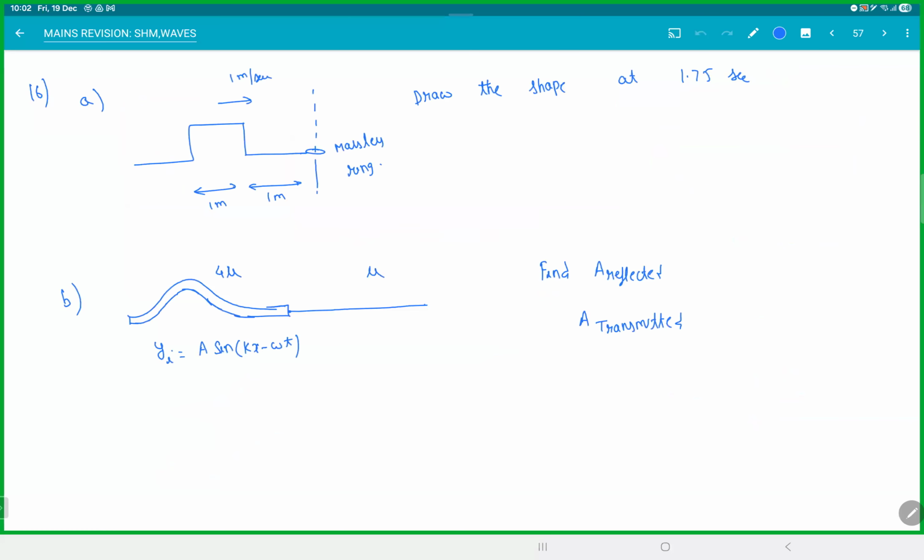Let's get these two. We have a square pulse. Again, imaginary shapes. These things don't exist, but for the sake of it, 1 meter per second, length is 1 meter, ring is adjacent to 1 meter. It's a massless ring. Draw the shape at 1.75 seconds. We have a wave going from heavier to light string. Find A reflected and A transmitted.